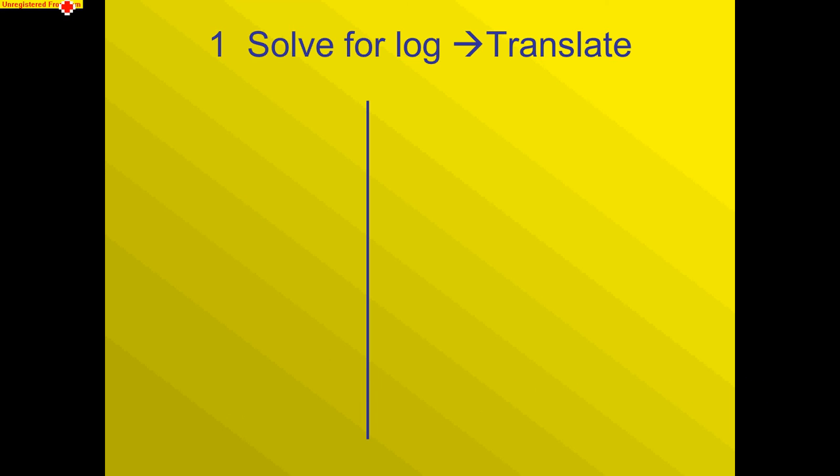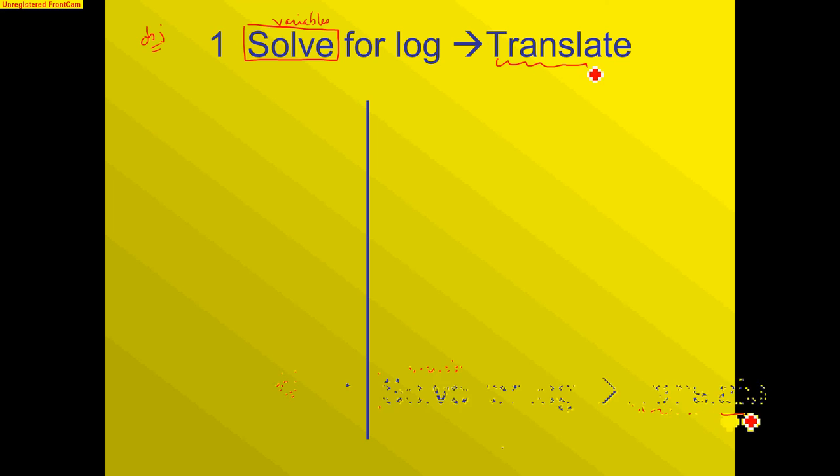Your next objective is to not translate, but to solve. In order to solve a log equation, which means there are going to be variables, the skill that you need is translating. Because after all, you are going to be much more comfortable in exponent world than in log world. There are lots of log equations, and this is type 1. Type 1 is solve for the log. Step 1 is translate.